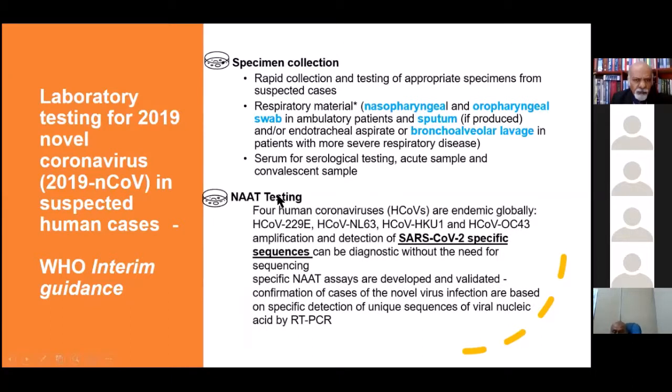So for the nucleic acid testing, since 4 different human coronaviruses are endemic, the amplification and detection of SARS-CoV-2 specific sequences can be diagnostic without the need for DNA sequencing. So it all depends on the design of specific primers and the unique sequences that are targeted to the virus itself in the RT-PCR system.